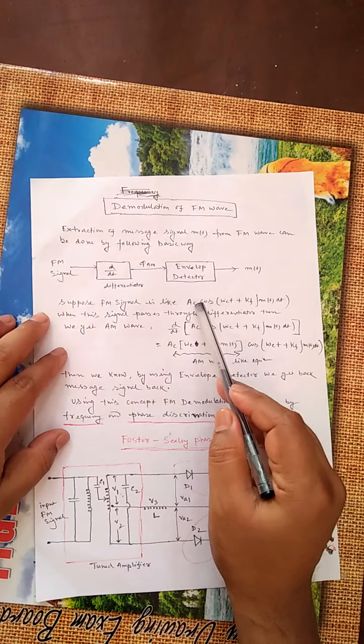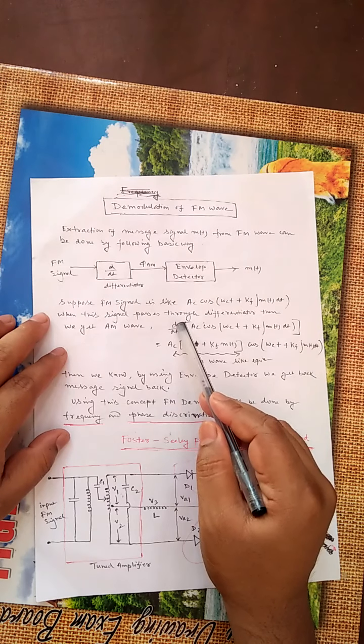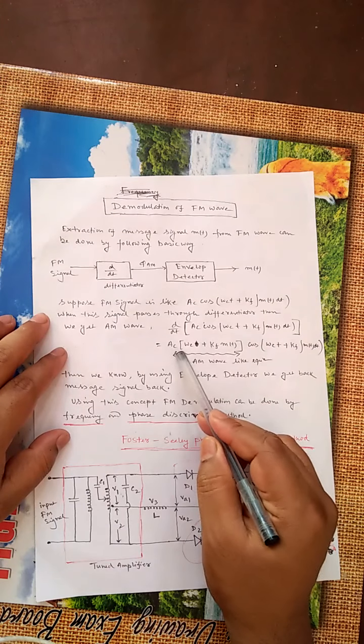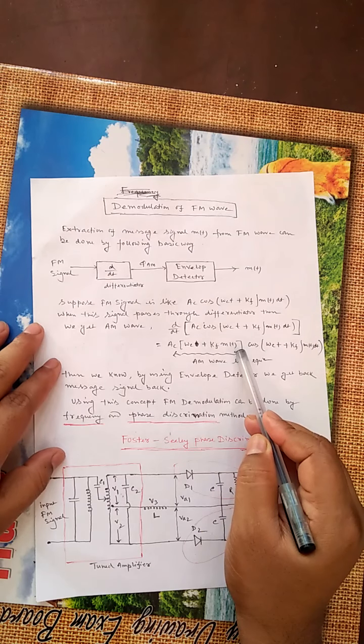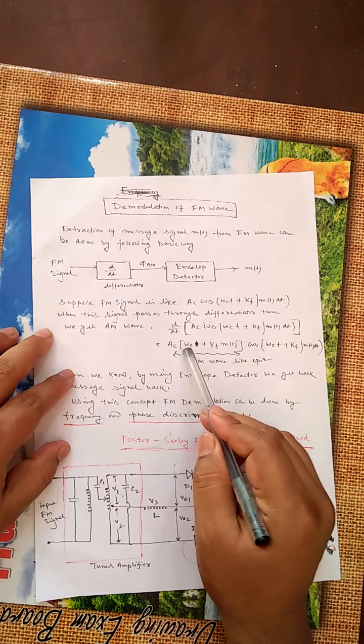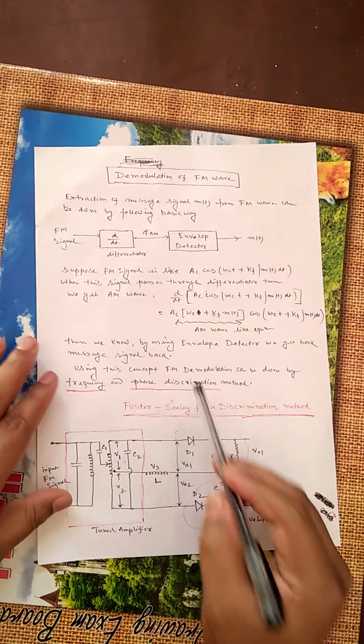So we know this is the famous equation for the FM signal. If we differentiate this, we get this type of equation. This equation has a structure like the AM wave equation. So if we apply this equation to the envelope detector, then our message signal gets back.